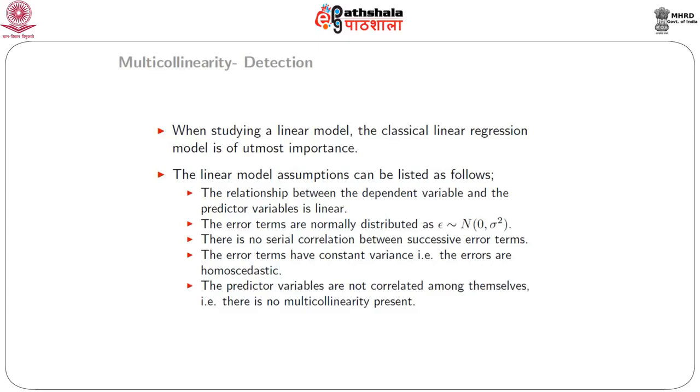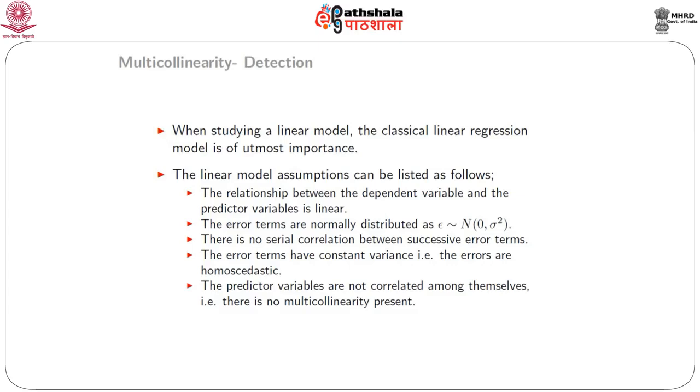The next assumption is that the error terms are normally distributed. That is, the epsilon term in the model follows a normal distribution with mean 0 and variance sigma square. We also assume that there is no serial correlation between successive error terms. In other words, there is no serial correlation between epsilon i and epsilon i minus 1. The error terms have constant variance. This is the next assumption.